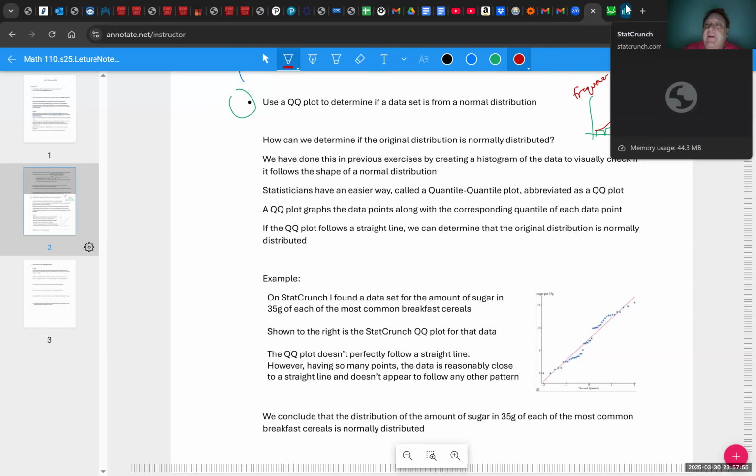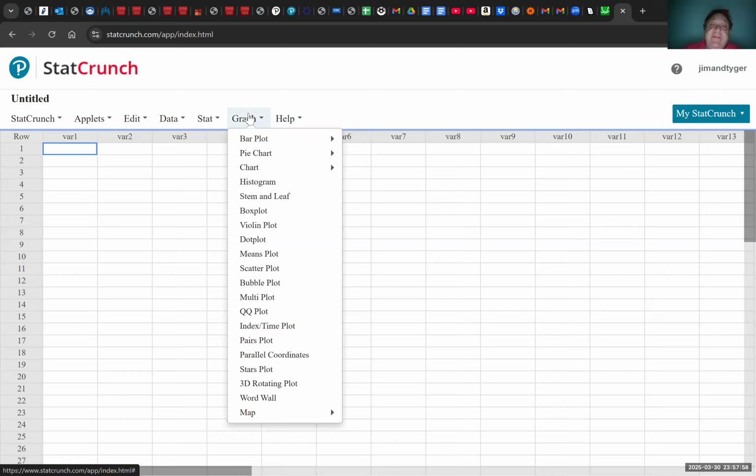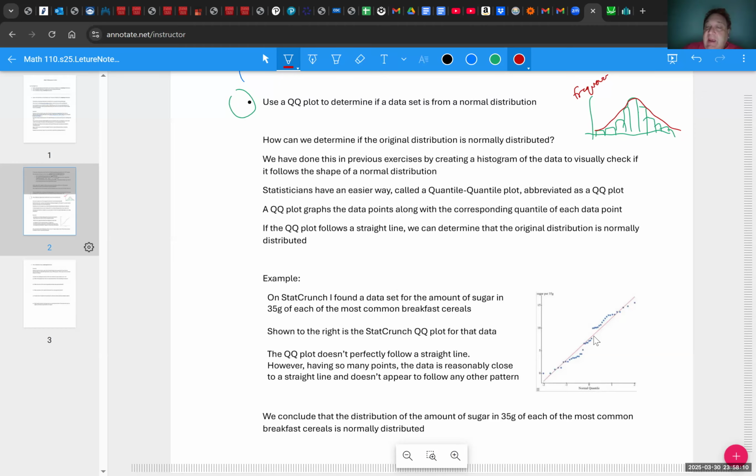Just to remind you, in StatCrunch, you just go to graph and you can make a QQ plot right here. It's just one of the options in StatCrunch. You don't really have to do much more than just ask it to create a QQ plot for you. And I did so. And this is what it looks like for my data set. I don't want to show you all the numbers. It's not important for this lecture, but I graphed all these data points on a QQ plot, and this is what it looks like. If the data points form a straight line, or at least close to a straight line, then we know the original data that the QQ plot came from is actually normally distributed.